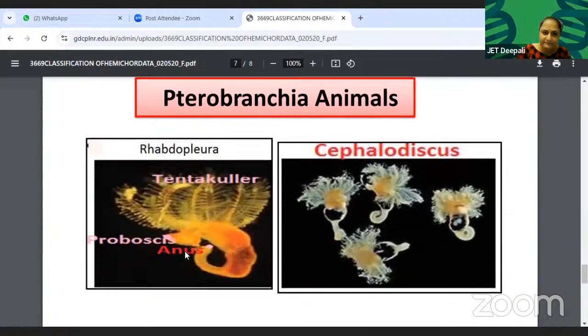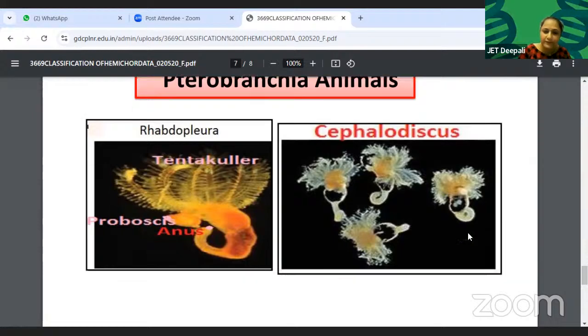See, this is Rhabdopleura. You can see from the trunk and proboscis so many tentaculated arms, from which tentacles are arising, and these are acting like a shield for the mouth. You can see these so many shield-like tentaculated arms arising from the collar or from the proboscis. Okay, Cephalodiscus.